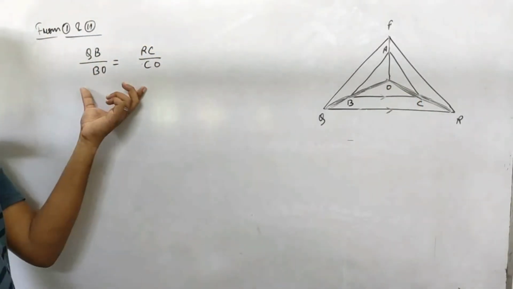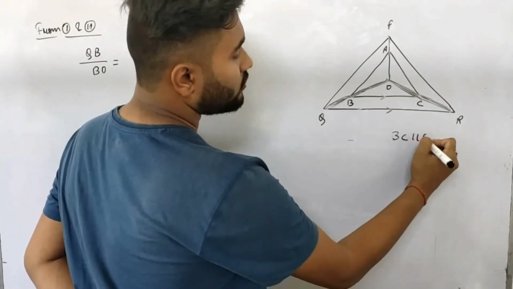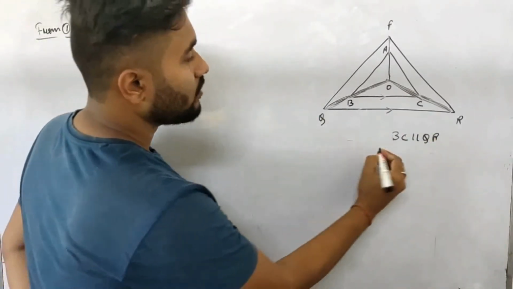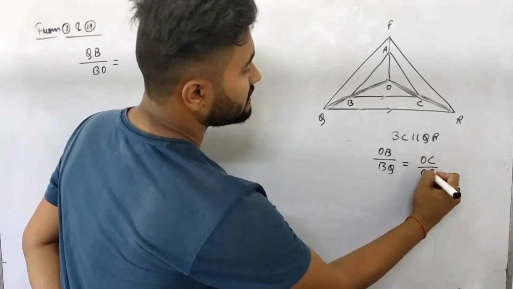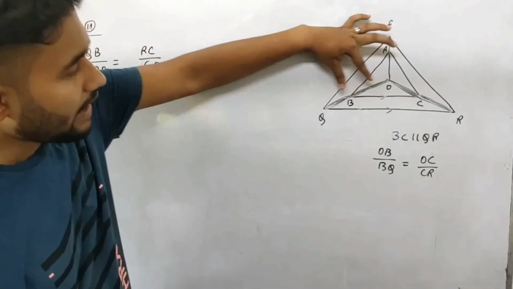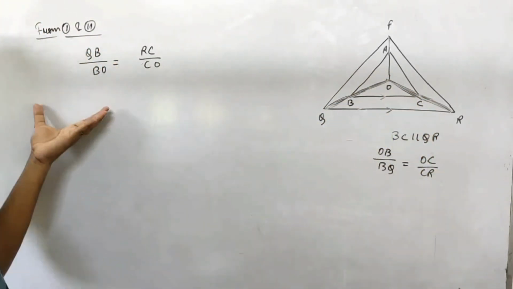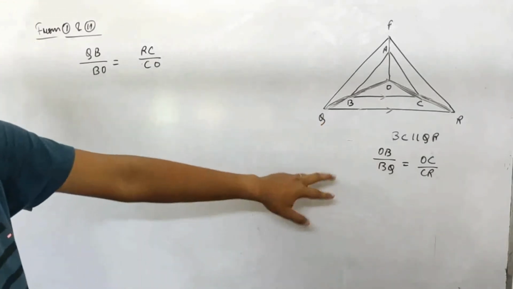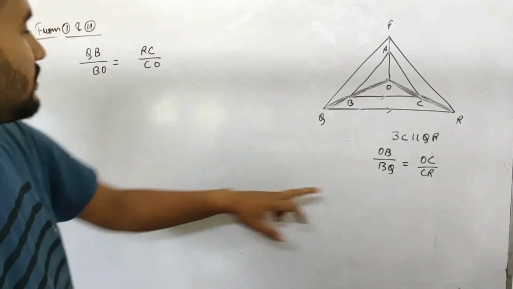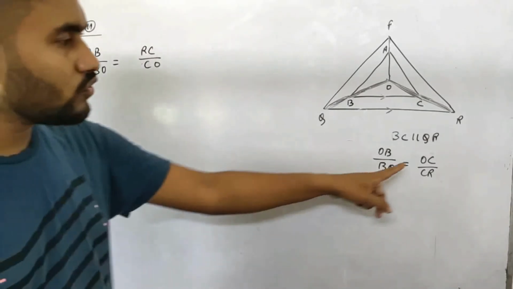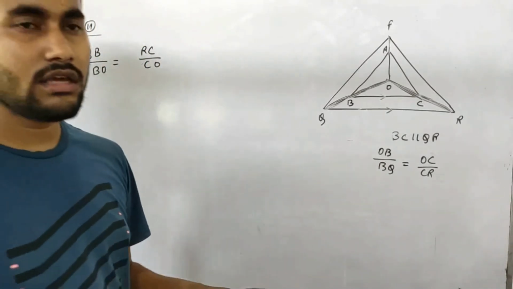Same thing we have got here. Now if some of you are thinking that if BC was parallel to QR, then I will get OB by BQ equal to OC by CR, these are the same thing. Only the fact is reciprocal. OB is up here and below there, BQ is below and up there, OC is up and below, CR is up and below.